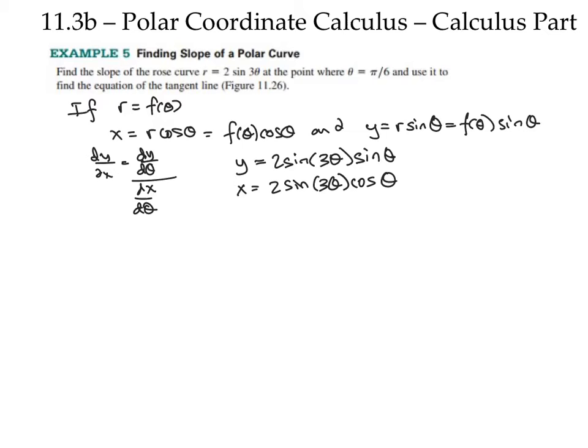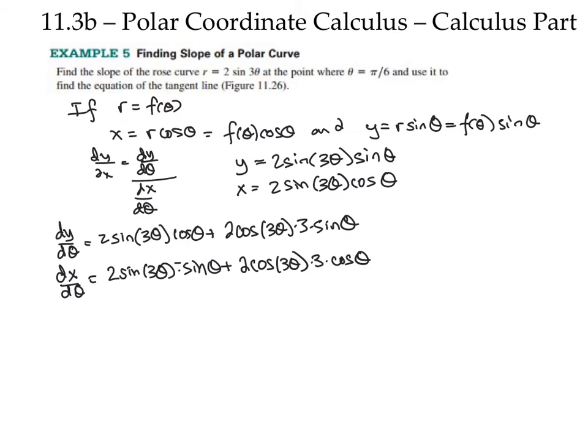In this particular example I have two expressions for y and x both in terms of theta. So I'm going to calculate dy d theta and divide it by the calculation for dx d theta. We're going to be using the product rule and the chain rule here. So it's going to be a fairly lengthy calculation. Just pay attention to the details. So that's what I get for dy d theta and dx d theta.